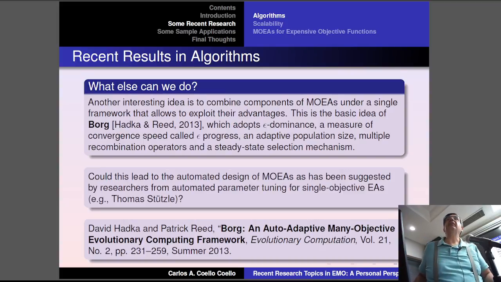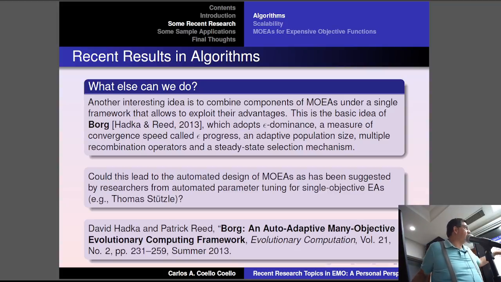A good friend of mine, Patrick Reed, who is at Cornell University in the US, proposed, when he was at Penn State, this algorithm called Borg. It's actually a joke, but this is only for Star Trek fans. If you are not a Star Trek fan, you're not going to get the joke. The Borg was an alien civilization in this science fiction series that invade planets, and they will absorb whatever the other civilization had. If they were very strong physically, they will absorb the strength. If they were very smart, they will absorb the intelligence. Whatever main attributes they had, the Borg will absorb.